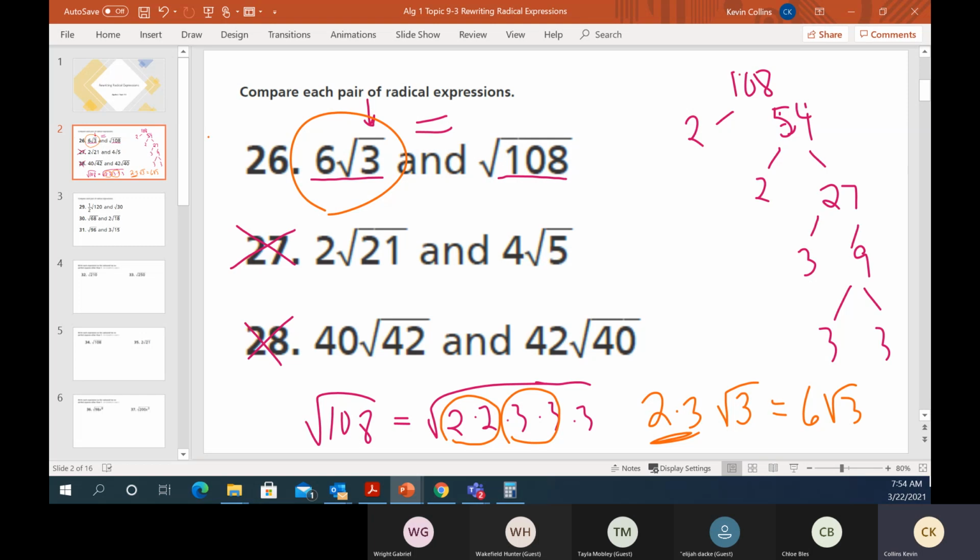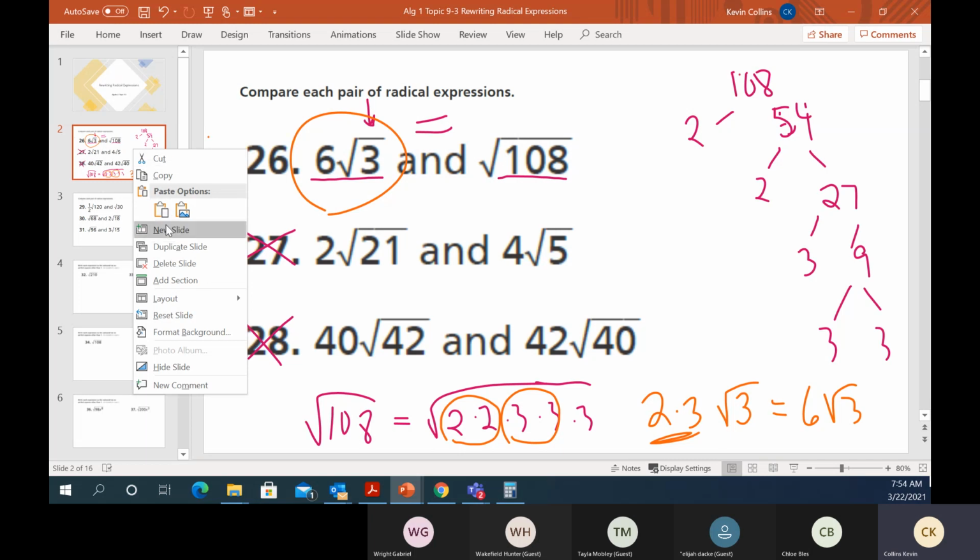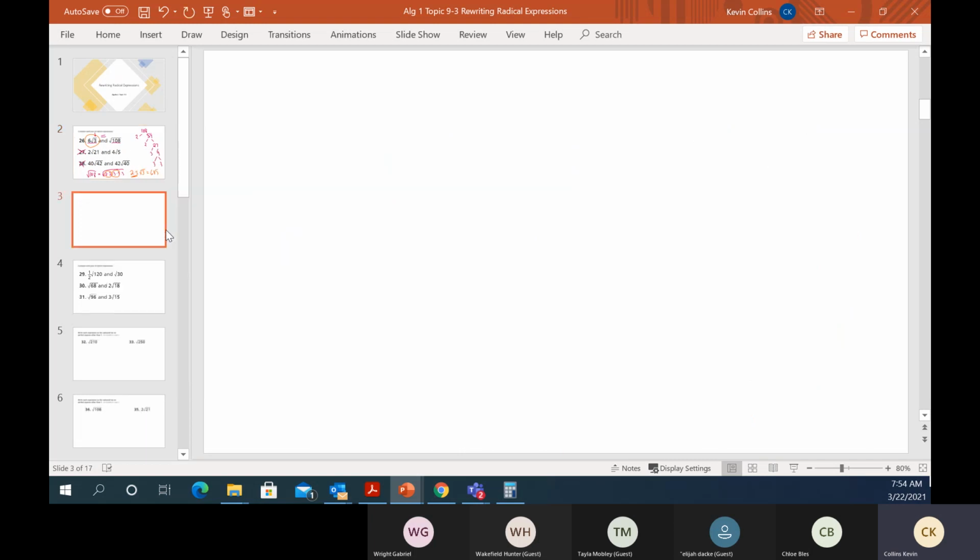So let's talk about another way. I'm just going to bring up an extra screen here that we can write on. All right, so I'm going to start with the square root of 108. All right, another way to do this is think about what are our perfect squares. So 2 times 2 is 4. 3 times 3 is 9. 4 times 4 is 16. 5 times 5 is 25. 6 times 6 is 36. 7 times 7 is 49, and so on. But this will be enough to do what we need to do here.